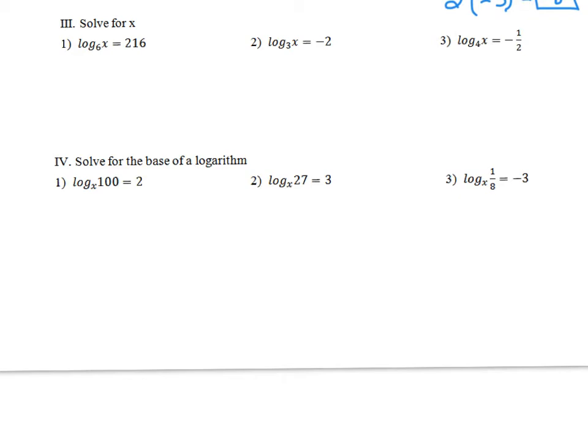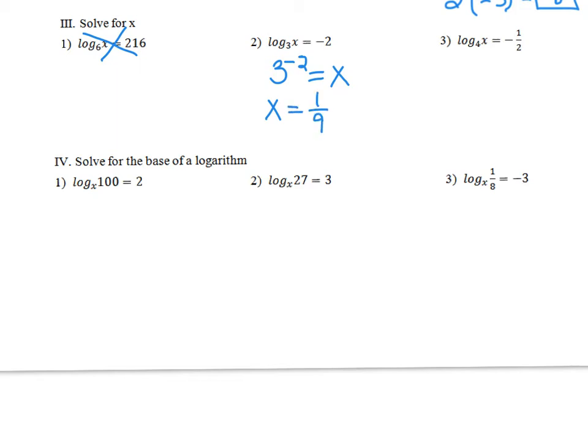Now in part 3, I see that my variable has been moved to the argument of the log. So I want to know, I think this one is written incorrectly. So I'm actually going to just eliminate this example and go on to number 2. So we're going to say 3 raised to the negative 2 is equal to x. So therefore I'm getting that x is equal to 1/9.